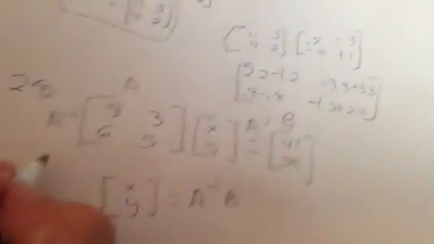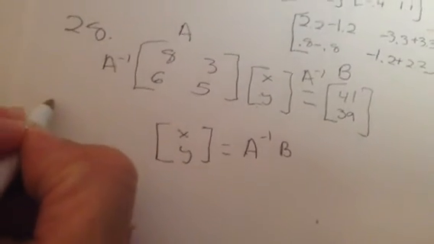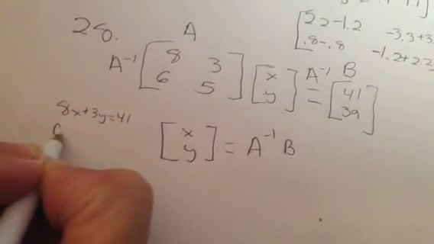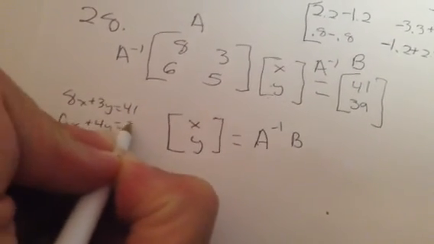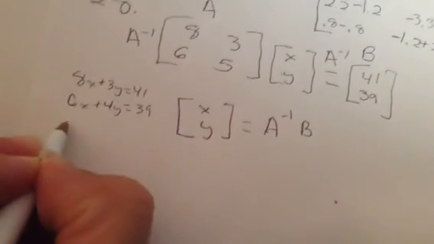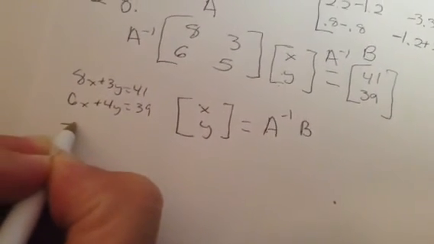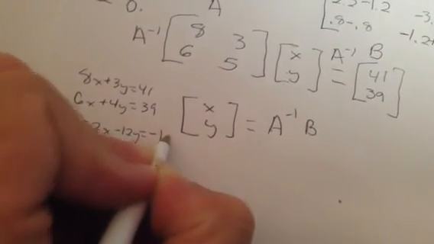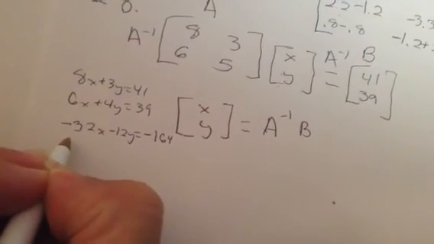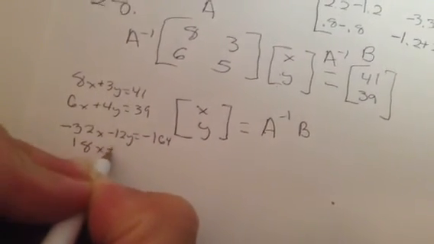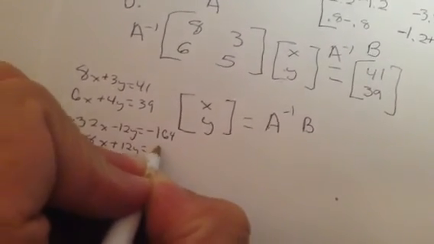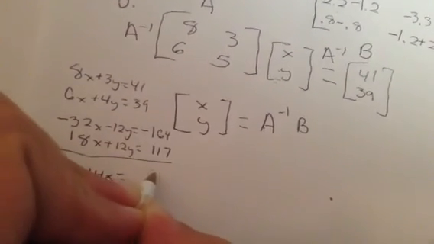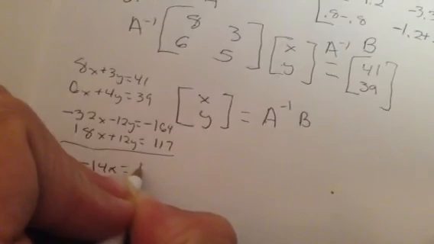I know if we were to solve it by hand, which you are capable of doing as well, we'd probably get, let's see here, 8x plus 3y equals 41, 6x plus 5y equals 39. Let's multiply the top by -4, -32x minus 12y equals -164. And then we'll multiply the bottom equation by 3, 18x plus 12y equals 117. So we have -14x equals 47.